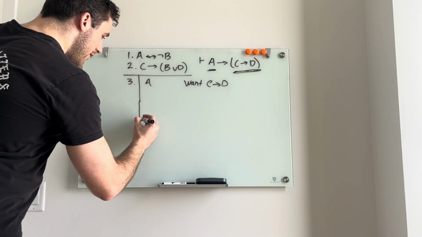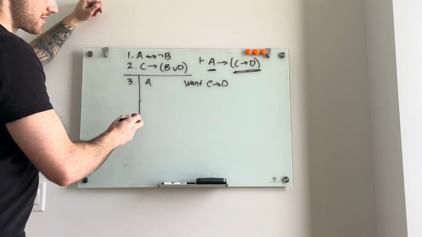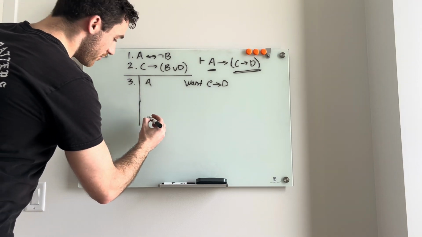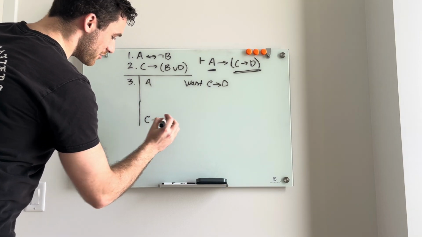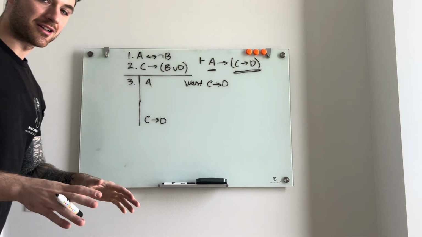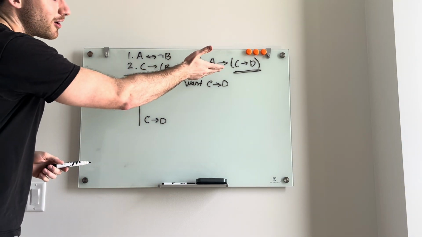Now, what this means is that somewhere downstairs here in the subproof, we have to write down the sentence C arrow D. That's what's going to let us close out our subproof and write our result, right?